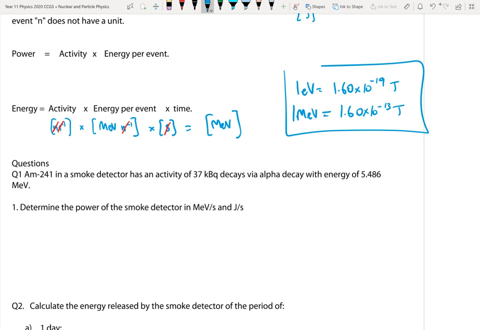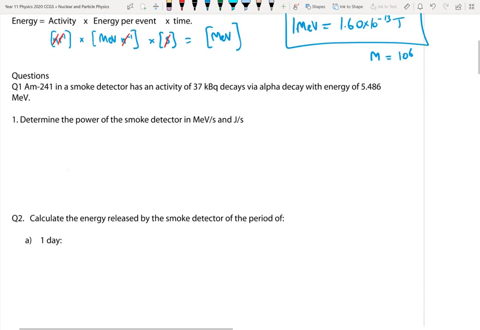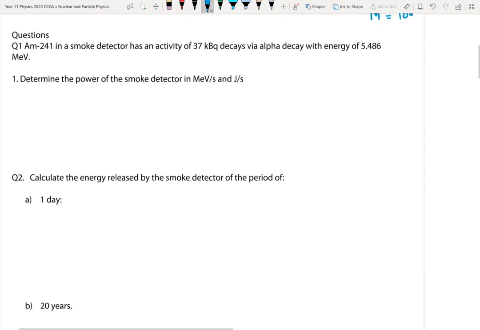All right. In your data sheet is this one. But also in your data sheet are your metric prefixes, that mega equals 10 to the 6. I'm happy for you to just jump into that one. So if you just multiply it by 1.6 times 10 to the negative 13, you can convert it to joules. Oh, look. Here's my americium smoke detector. Perfect. My activity. Remember? 10 to the 3.